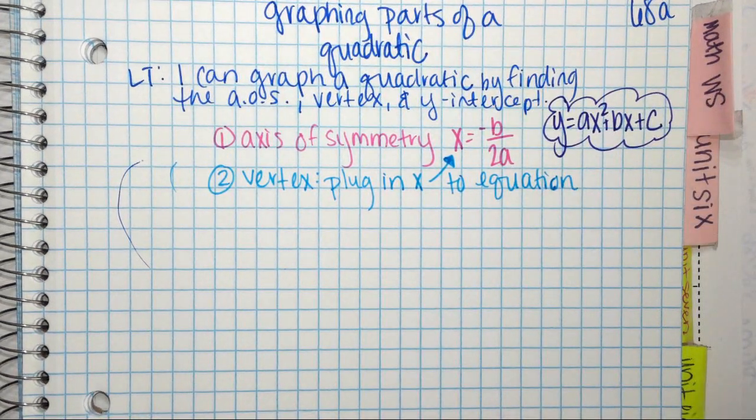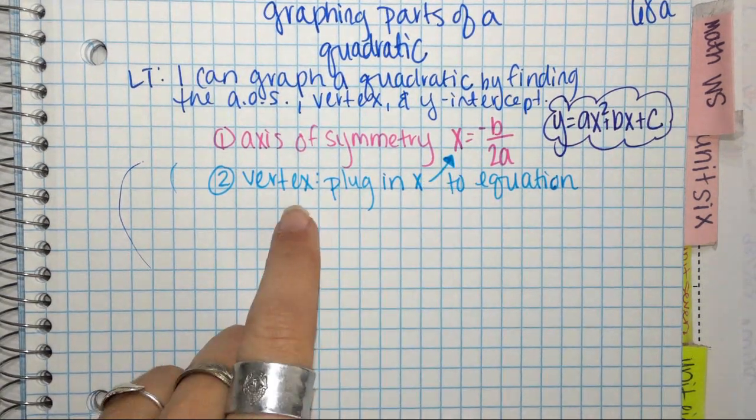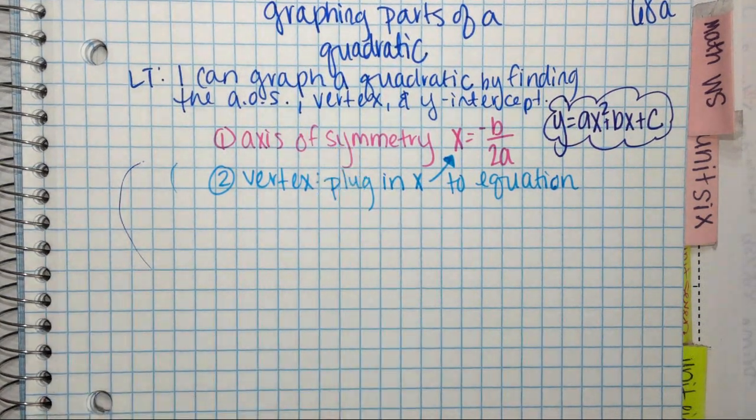So you plug in x to the equation, and it's going to give you a coordinate. Your x value of your vertex is always your axis of symmetry, and we talked about that yesterday.